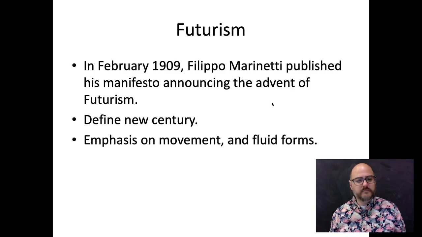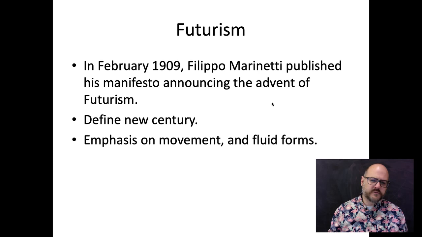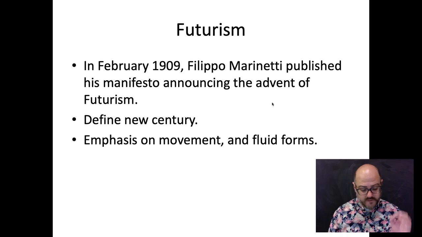The next art movement happens in Italy. This author, Marinetti, publishes a manifesto announcing the advent of futurism. Problem is, there were no futurist artists yet. He had to go recruit them. But it really was an attempt to define the new century. And there was a huge emphasis placed on movement and fluidity in forms.